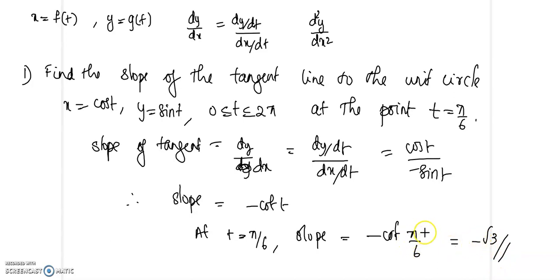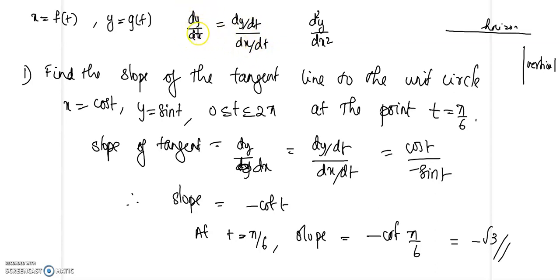Now next we look at what are the conditions for the tangent line to be horizontal and the tangent line to be vertical. Given a curve, the tangent can be either parallel to the x-axis, in which case it will be horizontal, or parallel to the y-axis, in which case it is going to be vertical. We have the expression for the slope of the tangent line, that is dy by dx equal to dy by dt divided by dx by dt.